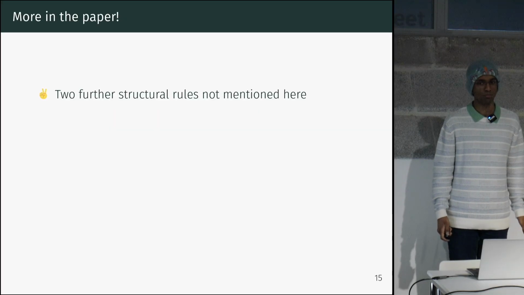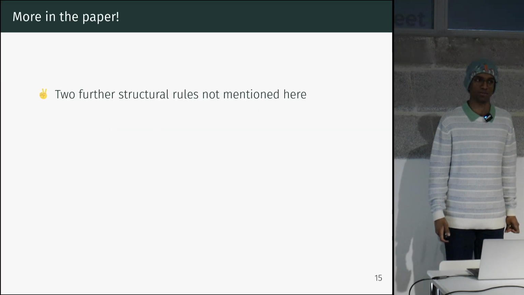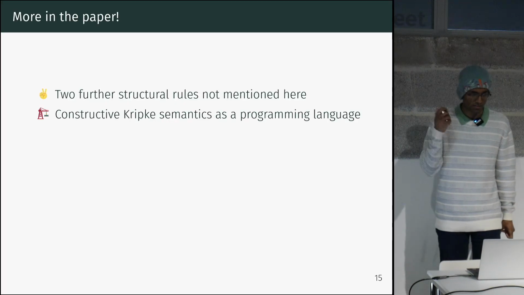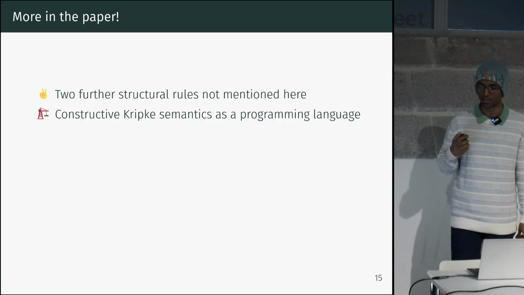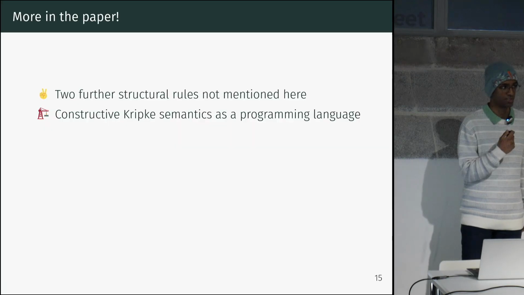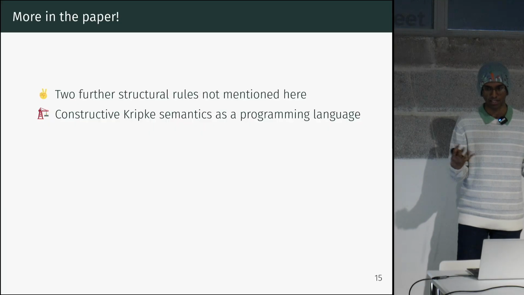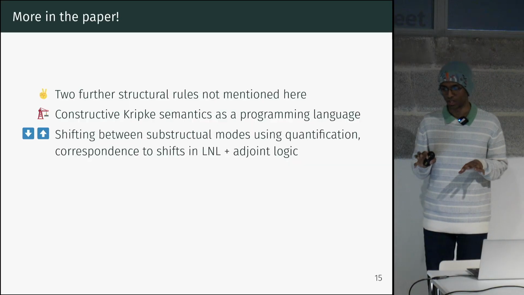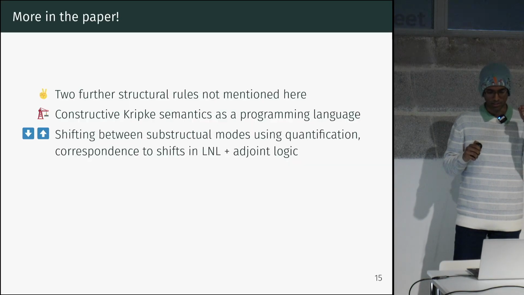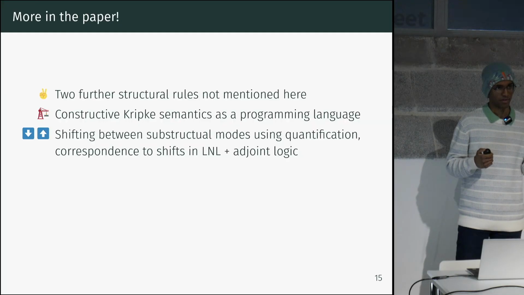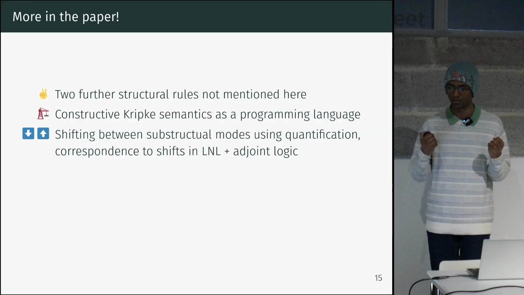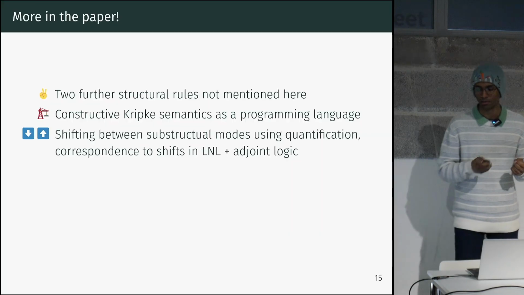There's, curiously, 2 more structural rules I haven't mentioned here, which is interesting because most people think there's only 3. It turns out that you can think of the entire language I've presented to you as a constructive Kripke semantics for substructural logics, reified into a programming language by analyzing its computational properties. There's a really interesting connection between the quantification connectives in our core calculus and in our language that I haven't presented here, and this idea of shifting in linear, nonlinear, and adjoint logic.